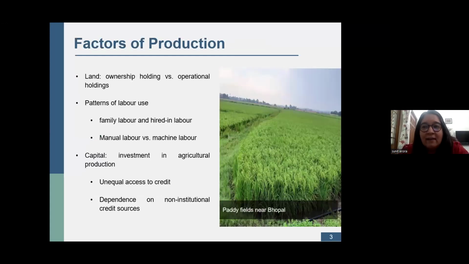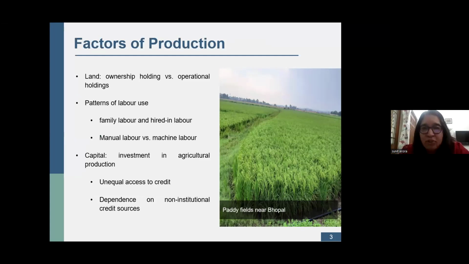When we talk about agricultural production, we need to keep in mind some of the major factors of production. Obviously, the first and most important one which comes to mind is land. Now, I'm sure all of you know what land is and how it is used in agriculture. I would just take a minute to bring your attention to two very key concepts which are used in analyzing agricultural production.